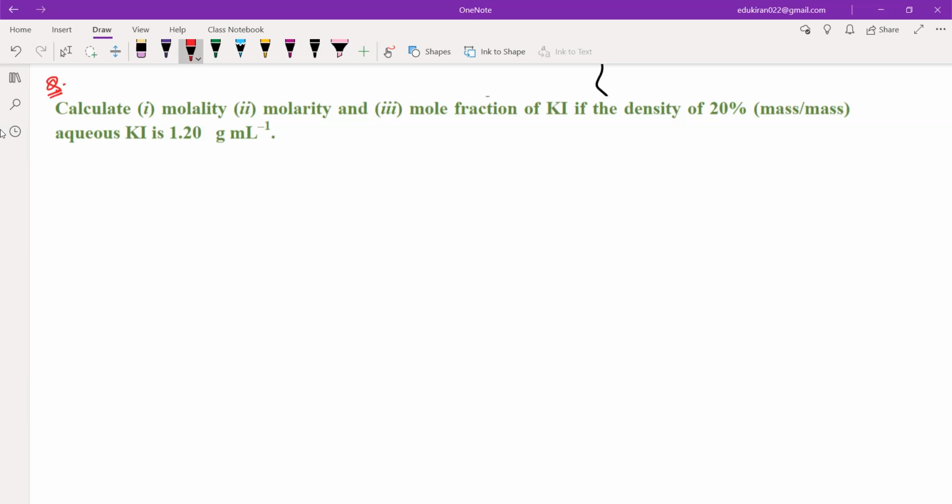So the molar mass for potassium is how much? 39 grams per mole. And for iodine it is 127 grams per mole.